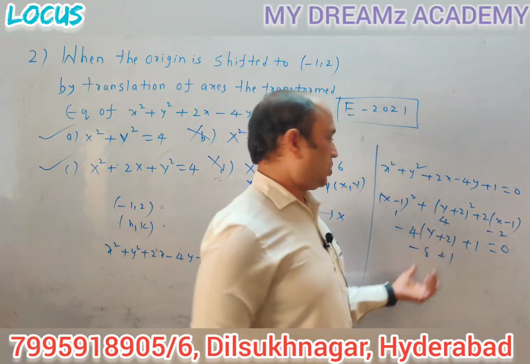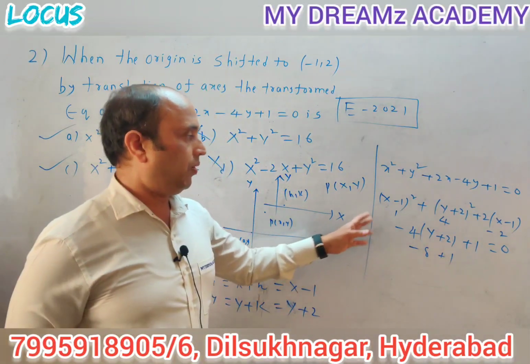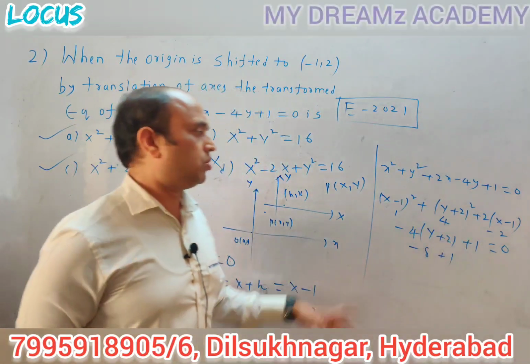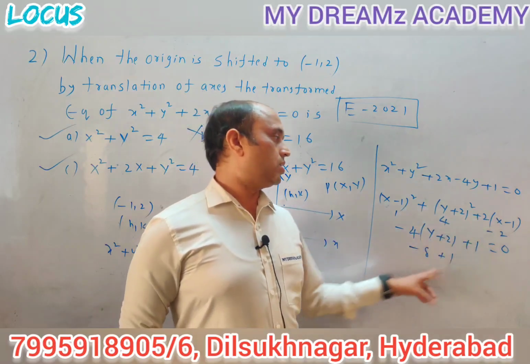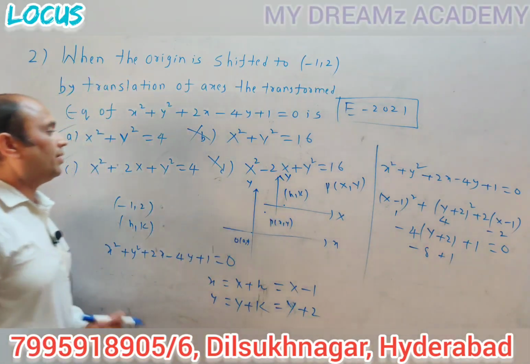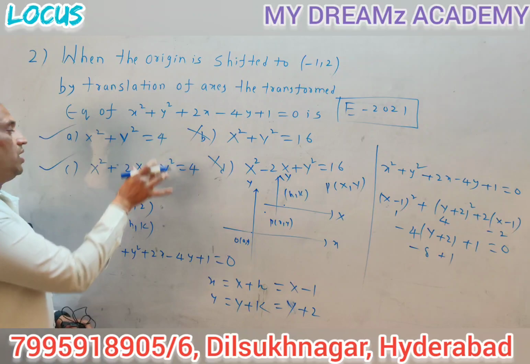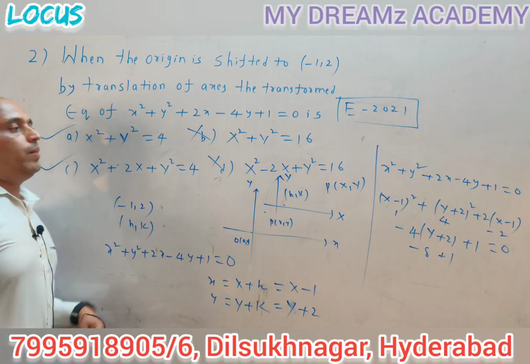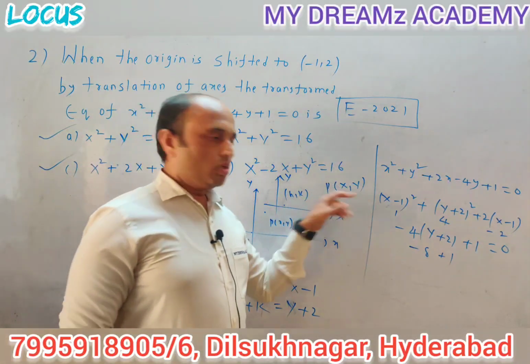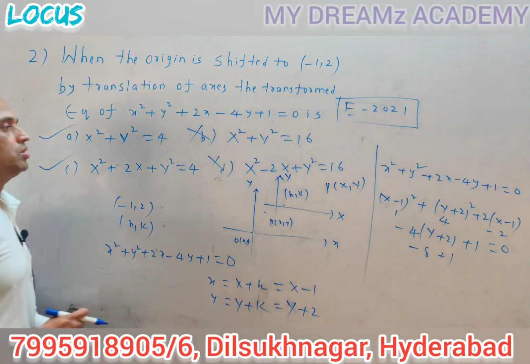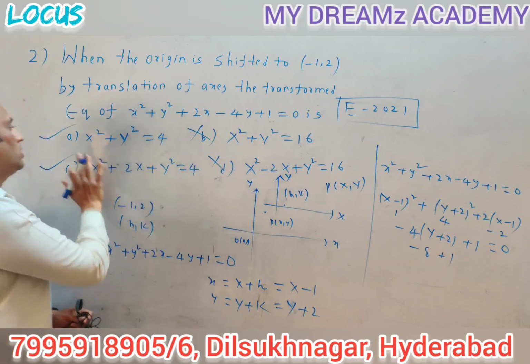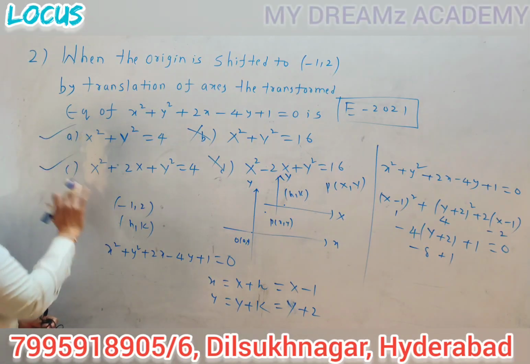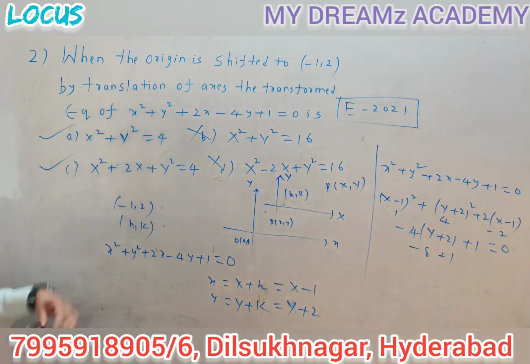This is a shortcut method. There is no need to simplify the total expression; just compare the constant. In options A and C the constant is 4, and in B and D the constant is 16. So if the constant is 4, delete B and D, and select A and C. Out of these two, select any one.